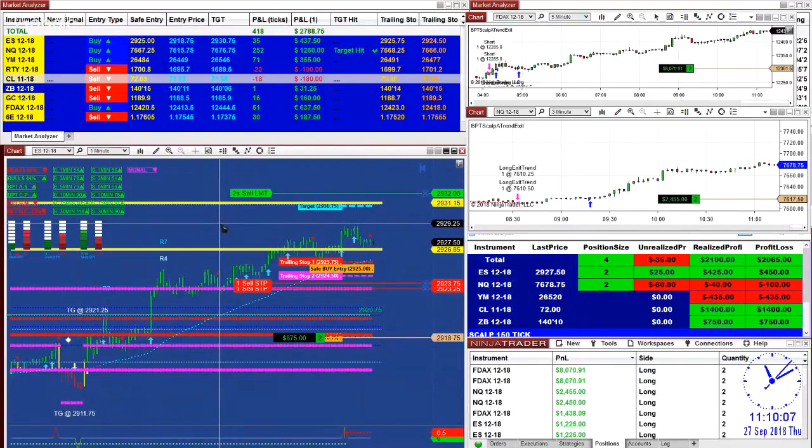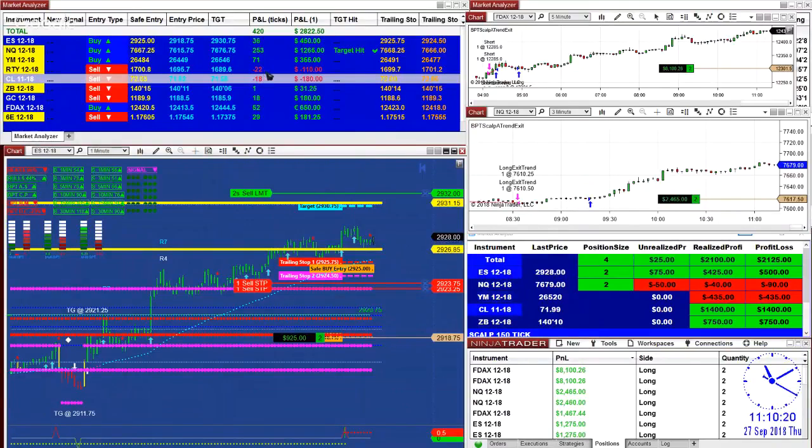For this morning run, we got 418 ticks, and this is not bad. We are still struggling on the CL and Russell. They're not doing well, and we'll wait on a new signal, whether it's on the ES, Nasdaq, or Dow Jones, and we'll follow that signal.